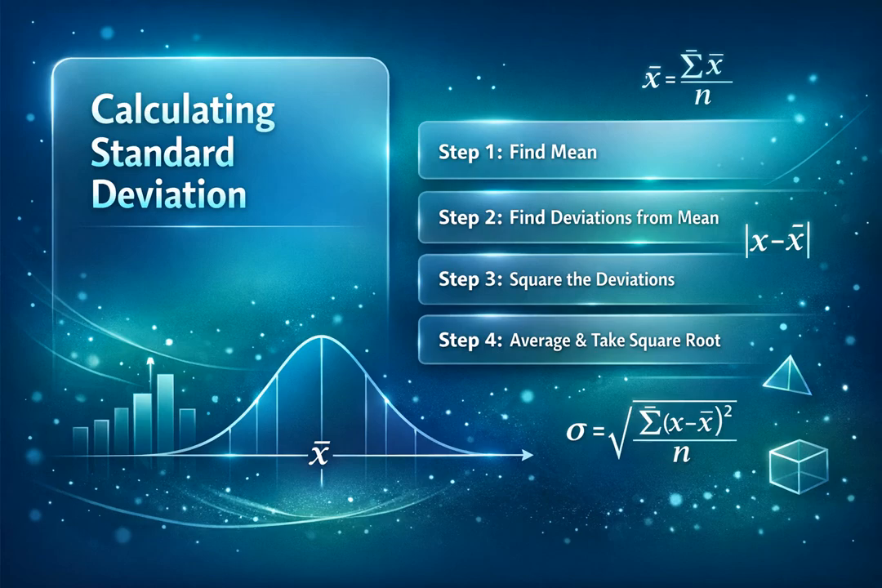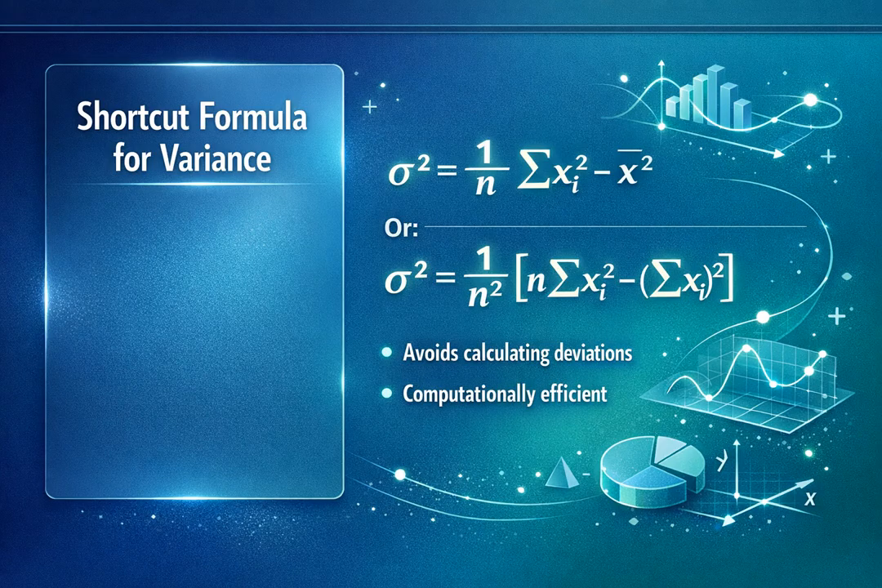To calculate standard deviation, first find the mean of the data, then find each deviation from the mean. Square each deviation. Find the average of these squared deviations. That's the variance. Finally, take the square root to get standard deviation. A shortcut formula for variance avoids calculating individual deviations.